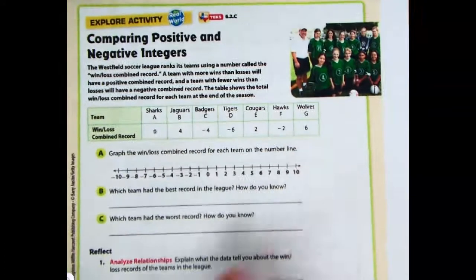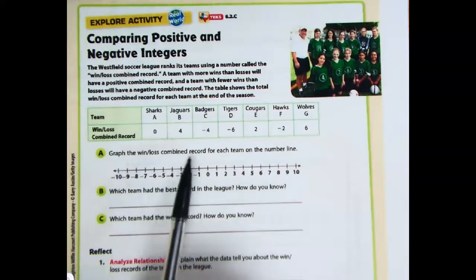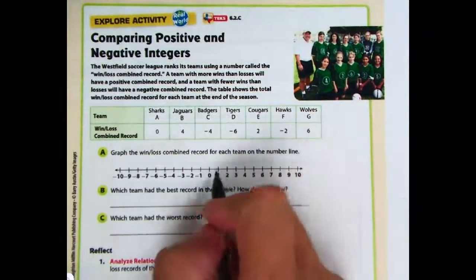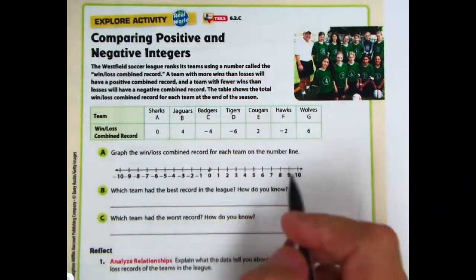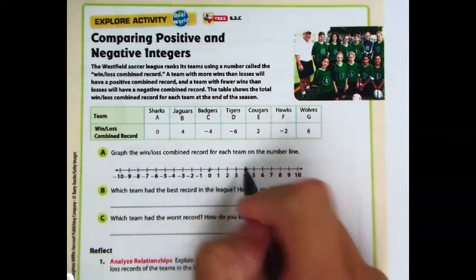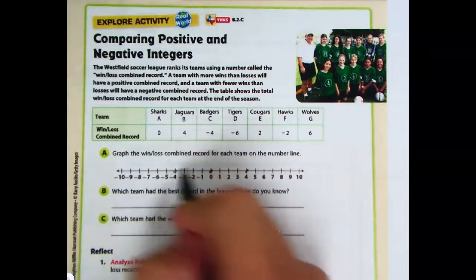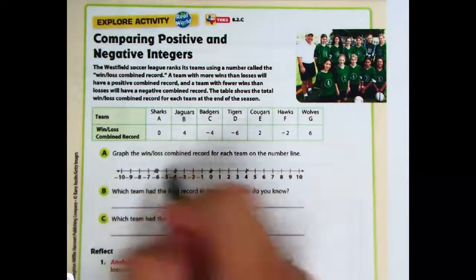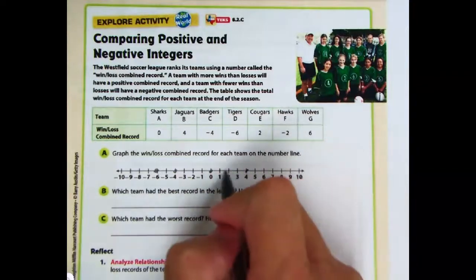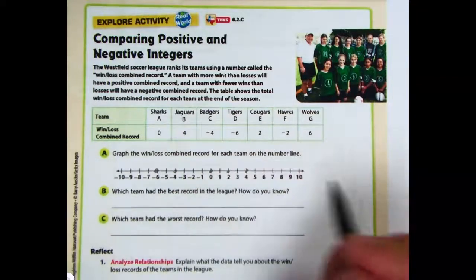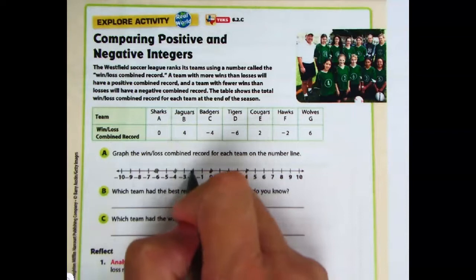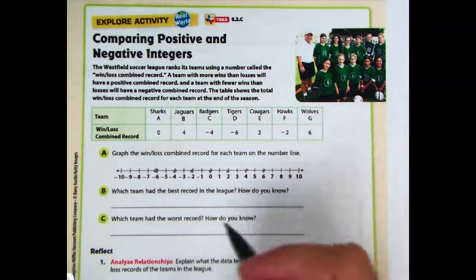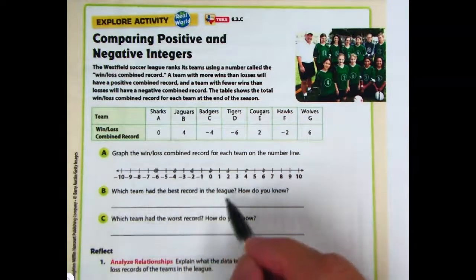So let's graph these. It says on A, graph the win-loss combined record for each team on the number line. So the Sharks are 0. The Jaguars are +4. The Badgers are -4. The Tigers are -6. The Cougars are +2. The Hawks are -2. And the Wolves are +6. So it says, which team had the best record in the league?